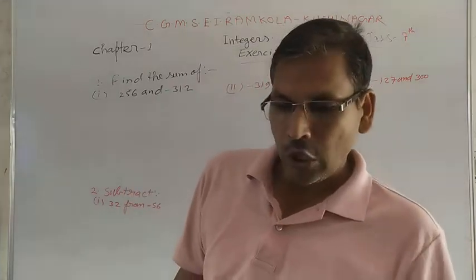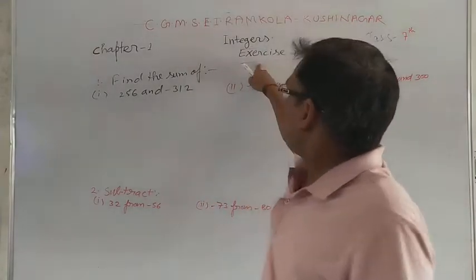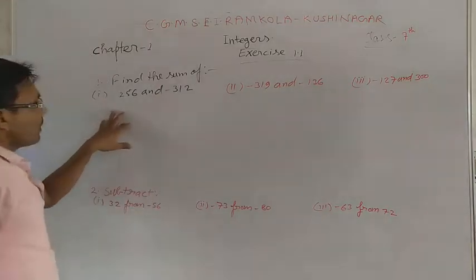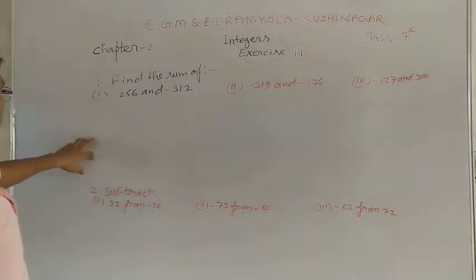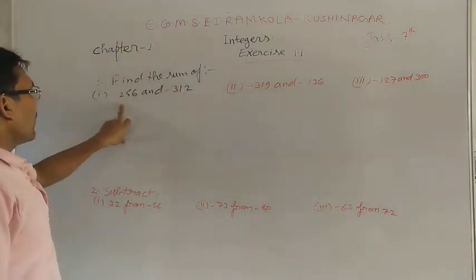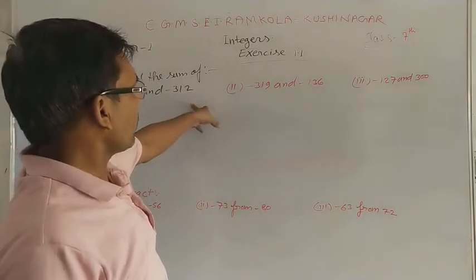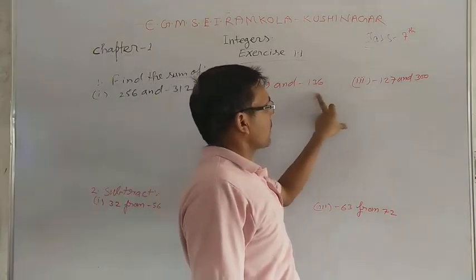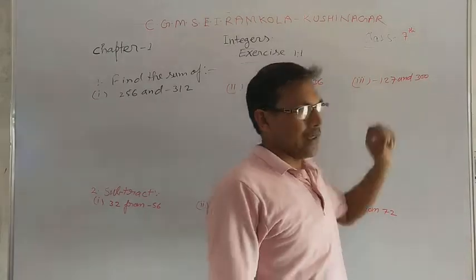Students, today we will study exercises on integers. You are looking here at three questions. In the first question, find the sum of 256 and minus 312. The second question is minus 319 and minus 136. And the third question is minus 127 and 300.